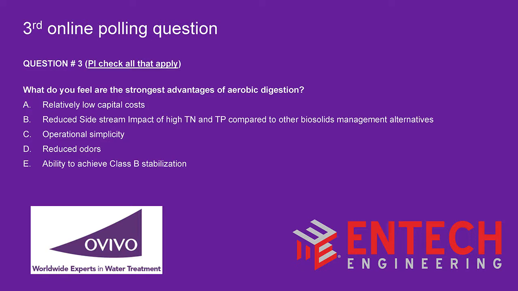All right, I'll go ahead and share the results. So a lot of you like to KISS, keep it simple, stupid. Operational simplicity was number one, and everybody likes a bargain, relatively low capital costs. So those were the top two advantages involved with aerobic digestion. So thank you, Dr. Diger.